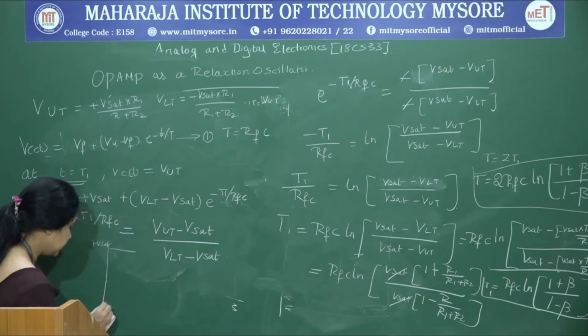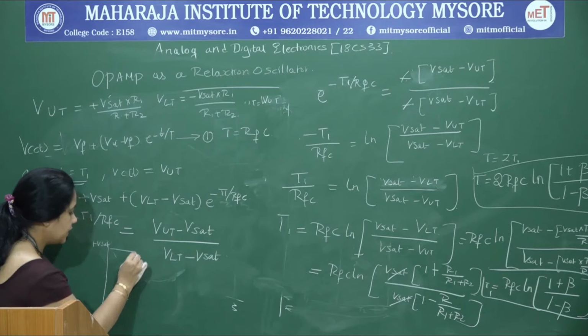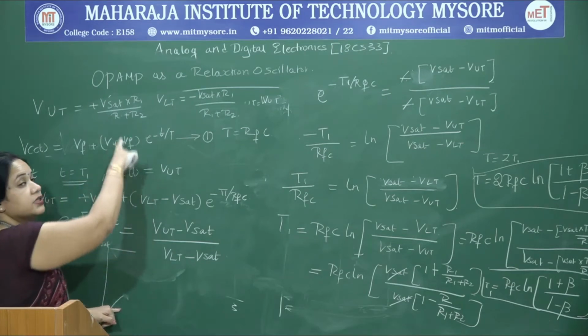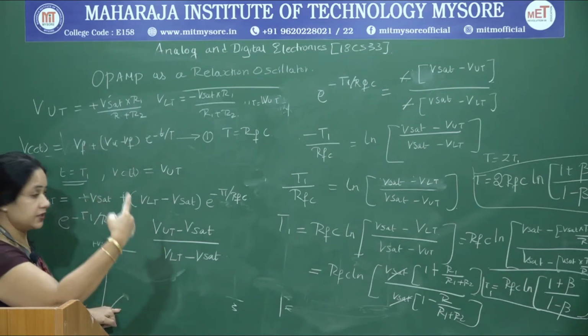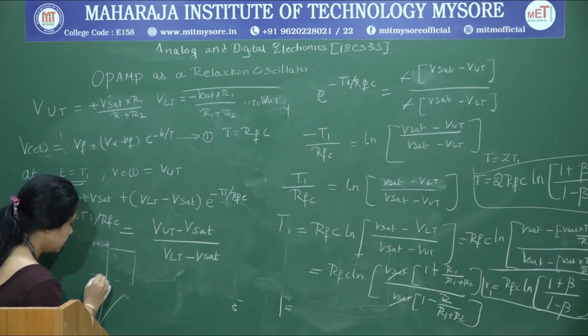Meanwhile, the capacitor gets charged towards the positive peak, and you see this. Once the capacitor is charged beyond this, the voltage at the inverting terminal exceeds the non-inverting terminal voltage. As a result, the output jumps to minus Vsat.